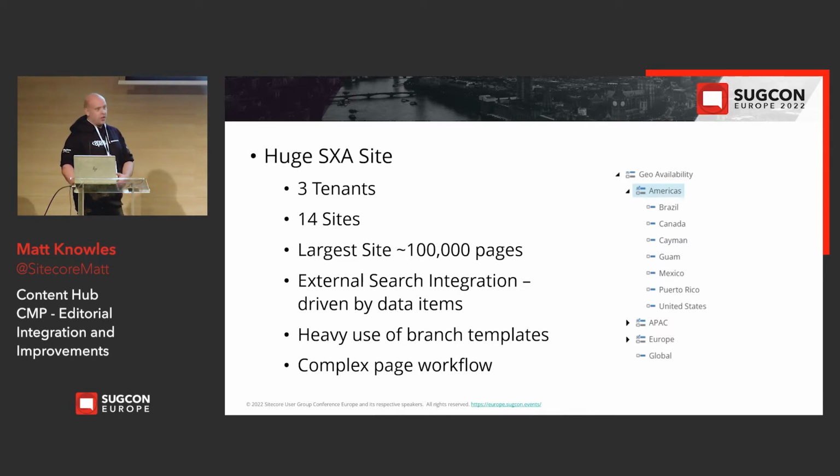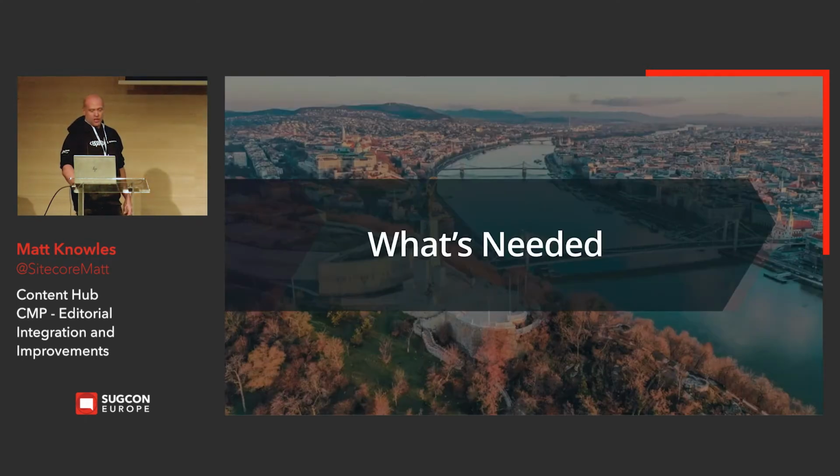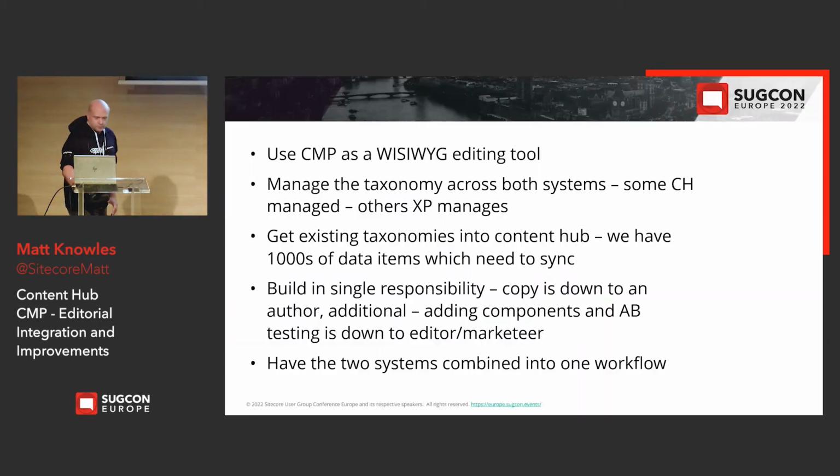We could not start with our Content Hub. We could not have that flow just in that way. So what did we need? We needed to use CMP as a full-on WYSIWYG editing tool, almost a lightweight CMS ahead of the XM CMS. We needed our taxonomy managed across both systems, some to be managed in Content Hub, others needed to be still managed in the XP instance and fed up to the CMP instance.